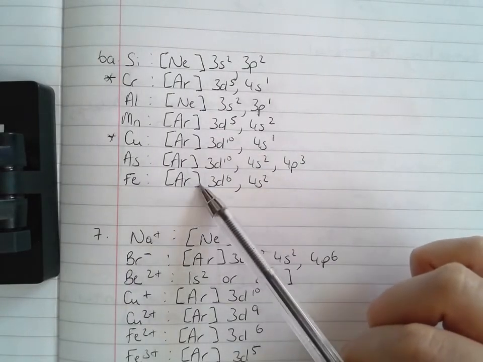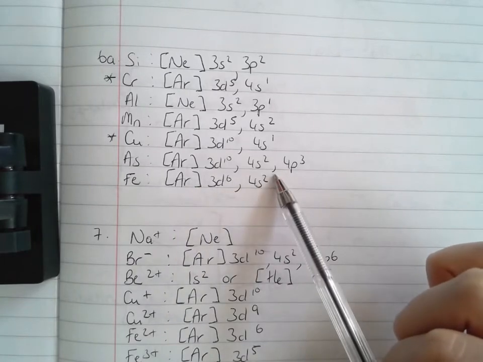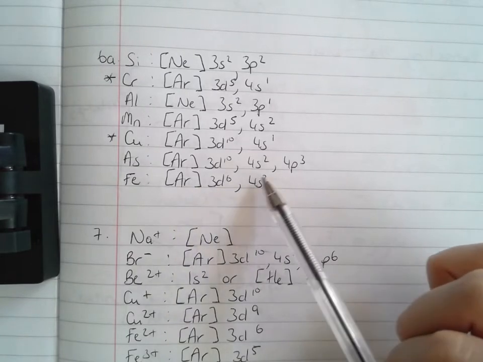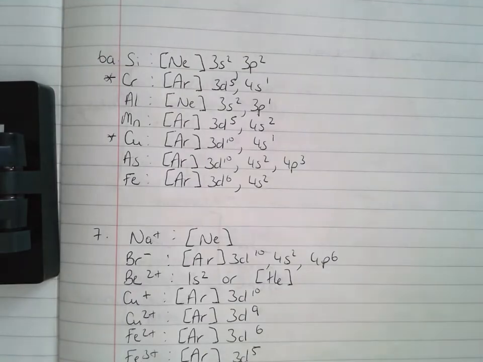Then iron, again, I'm using argon. I've got 8 electrons to assign, and it's going to be a 2-6 split, 4s2, 3d6.